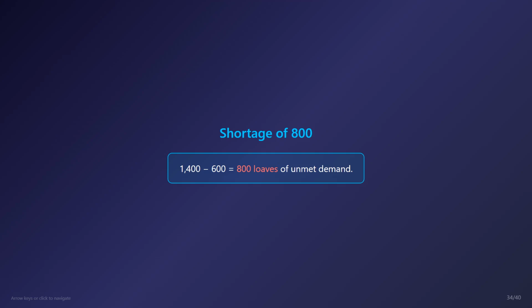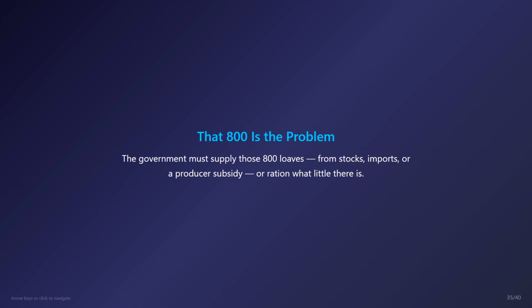That's the gap the ceiling has opened up between what people want and what's made. And that 800 is the problem the government now has to solve. It must supply those 800 loaves somehow, from its own stocks, from imports, or by subsidizing producers, or else ration the limited bread that does get made.